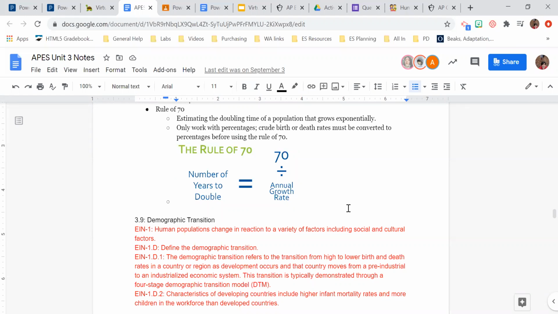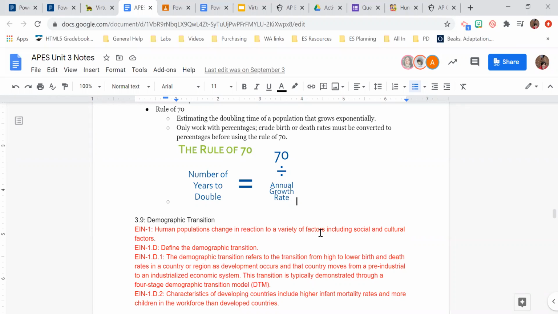So for instance, if our annual growth rate was 2%, we would take 70 divided by 2. It would be 35 years until the population doubled. So this is a really easy equation. It's one of those that mathematically is simple, but you will have to remember this one, okay? So we have the rule of 10% from unit 2, and now we have the rule of 70 from unit 3.